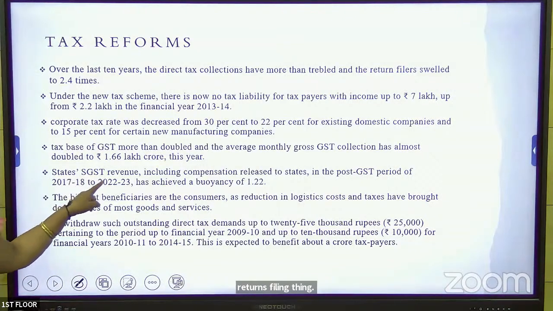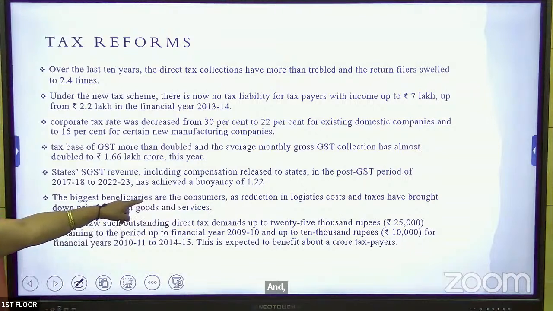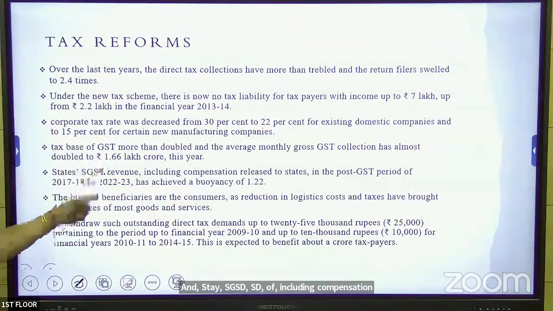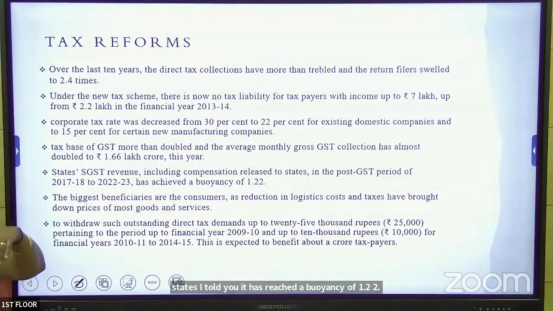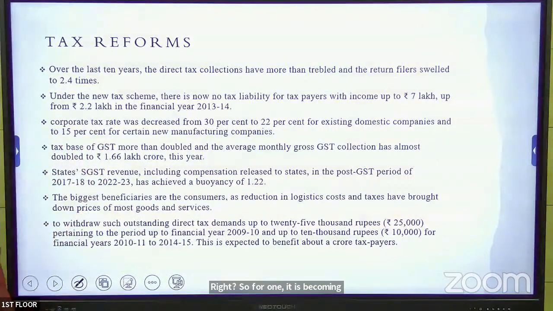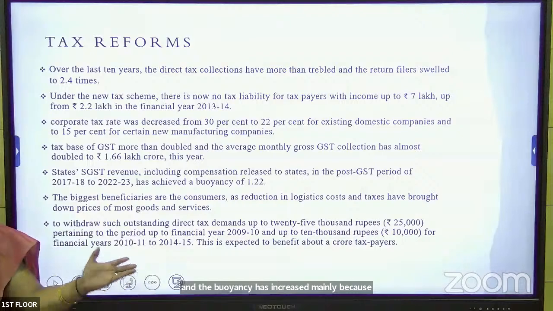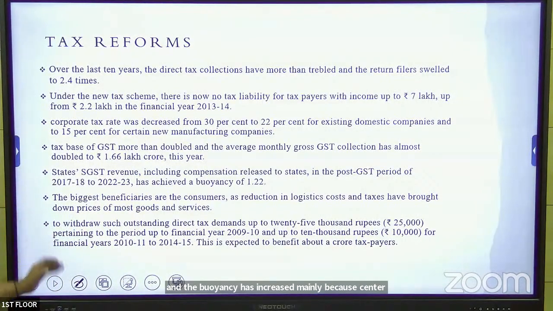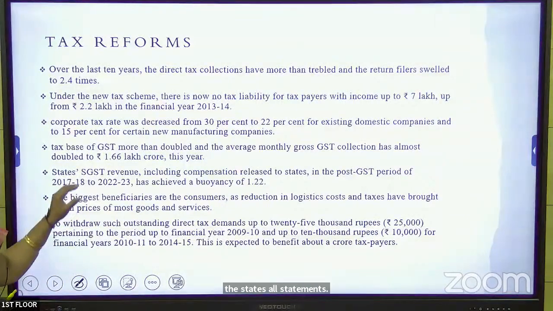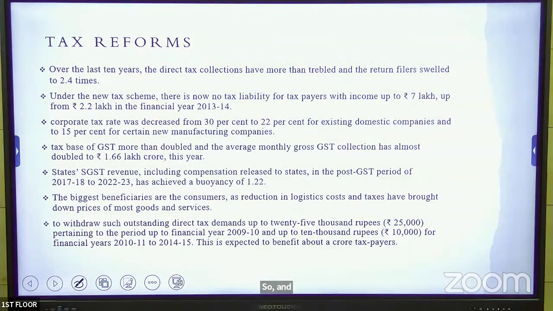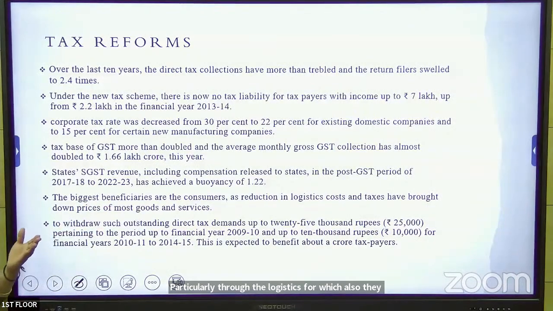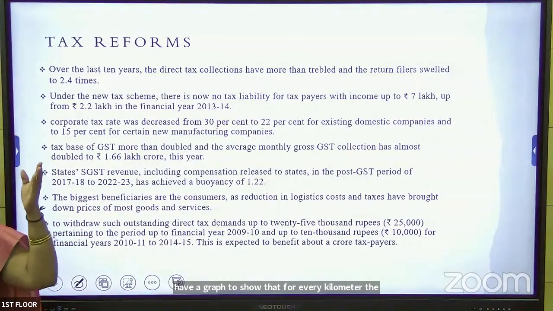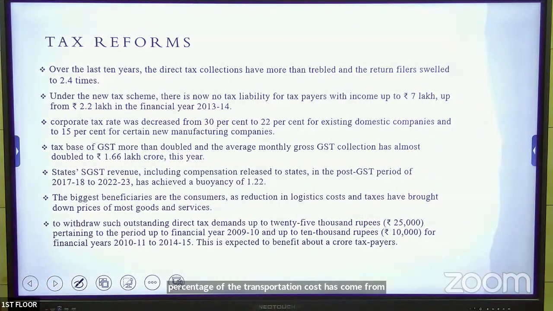And states' SGST revenue, including compensation. This is what I wanted to tell you. The transfer to the states, I told you, has reached a buoyancy of 1.22. Right? So to that extent, the buoyancy has increased, mainly because the center was very appropriately transferring the amount to all the states. They are also talking about the merit of the GST, where they say that the prices of the commodities and the services have come down, particularly through logistics, for which they have a graph to show that for every kilometer, the percentage of the transportation cost has come down from about 15% to around 10%.